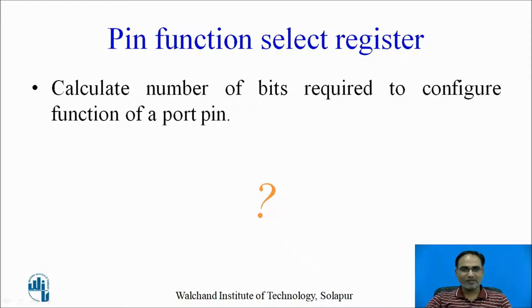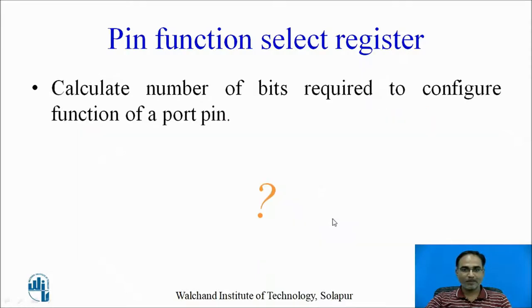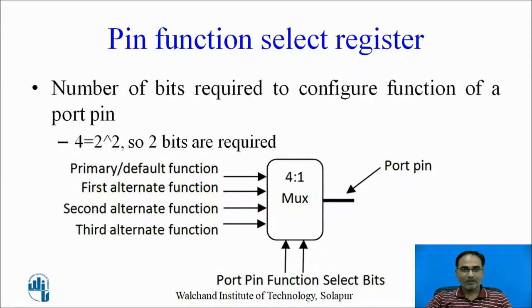So let us calculate the bits required to configure functions of a port pin. Here you will see that it's a 4:1 mux structure. So the number of bits required to configure function of a particular port pin is 2. 4 functions, so it's a 4:1 mux, requires 2 bits. These are named as port pin function select bits.